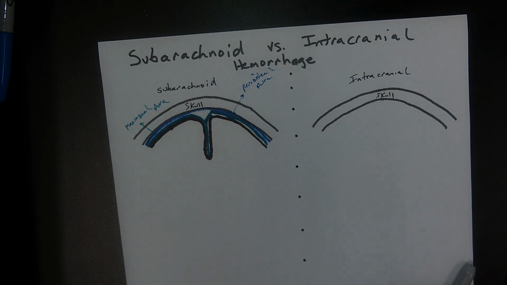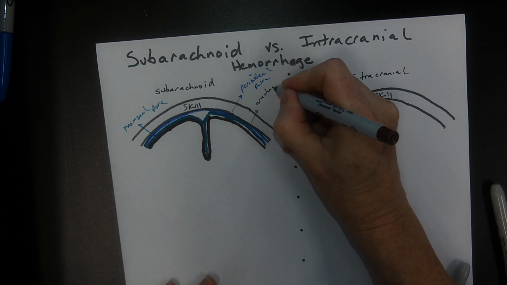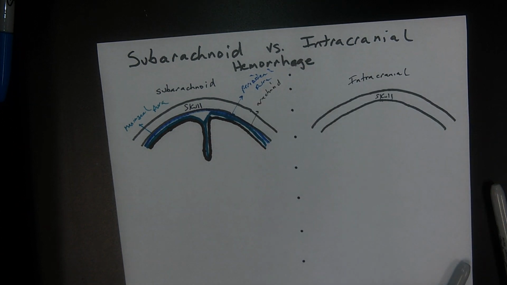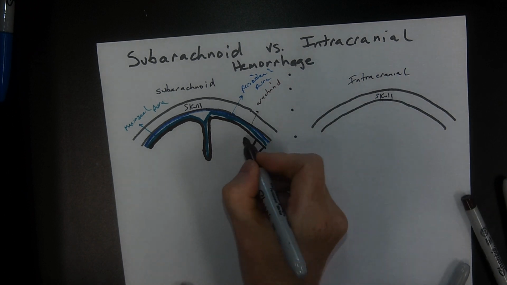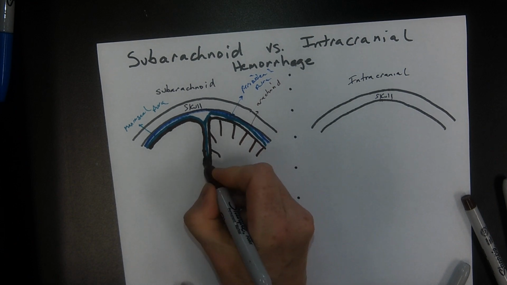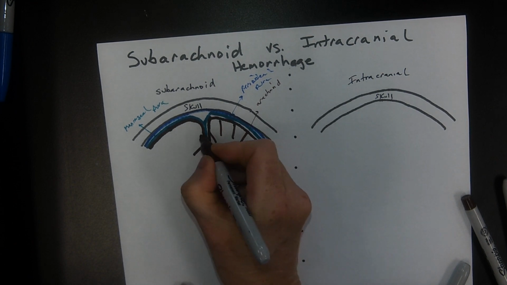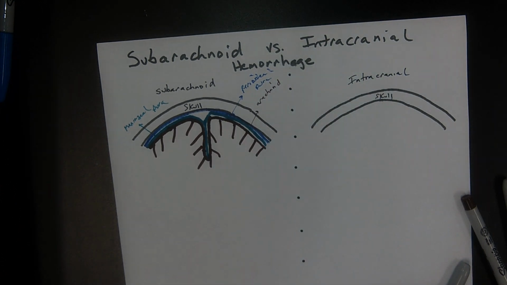Okay. That's your arachnoid matter, and then underneath your arachnoid matter, we still have our trabeculae that are maintaining that subarachnoid space. So the same thing we've seen so far with everything.